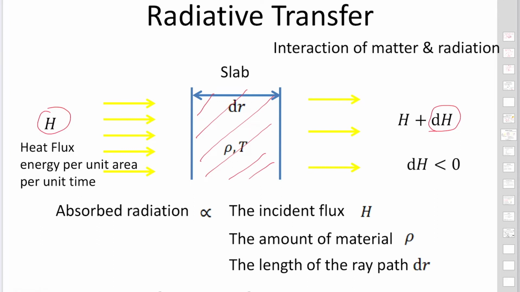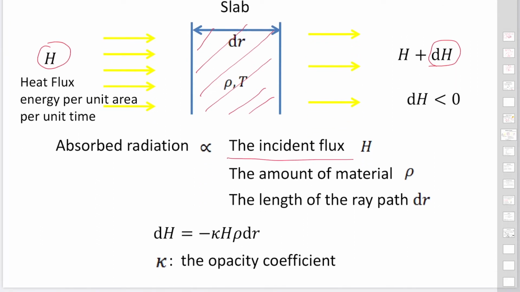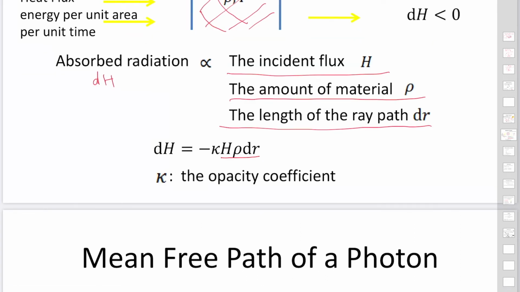The absorbed radiation should be proportional to the incident flux. If we have a larger heat flux, more energy should be absorbed by the slab. Also, if we have more gas inside the slab, more heat is absorbed. And as the length of the slab becomes longer, more heat is absorbed. So the absorbed radiation dH should be proportional to the incident flux H, the density rho, and dr, the length of the slab. As the proportional constant, we choose kappa. We call kappa the opacity coefficient.